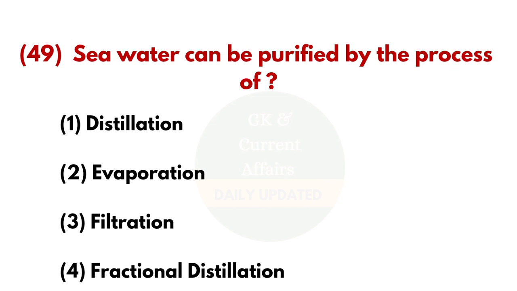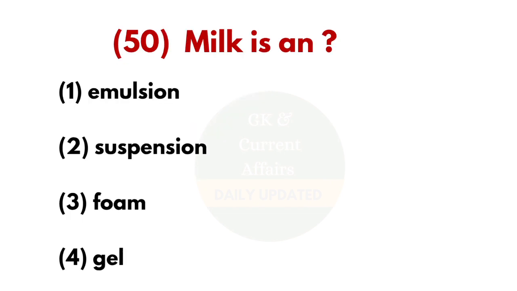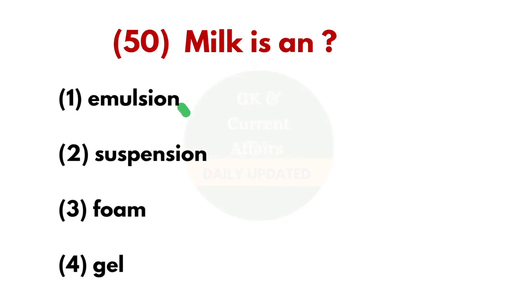49th question, seawater can be purified by the process of, and the answer is distillation. And the last 50th question, milk is an, and the answer is emulsion.